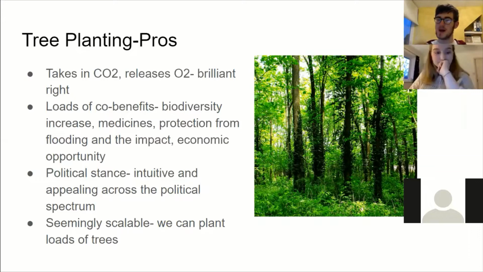So therefore, that's brilliant. Plus, trees have loads of co-benefits. They increase biodiversity. We get medicines from trees. We get protection from flooding and from other impacts of climate change. Also, trees provide economic opportunities for local areas. Trees help with huge amounts of things, and trees can be really important for keeping biodiversity and nature within our countries.